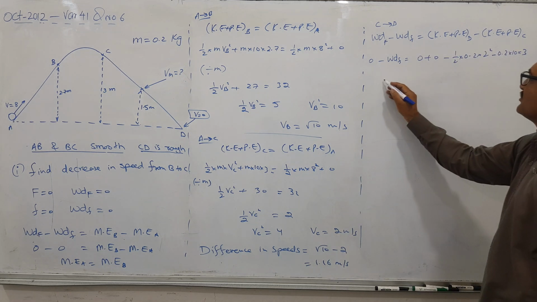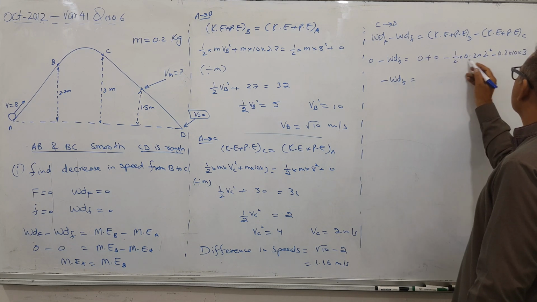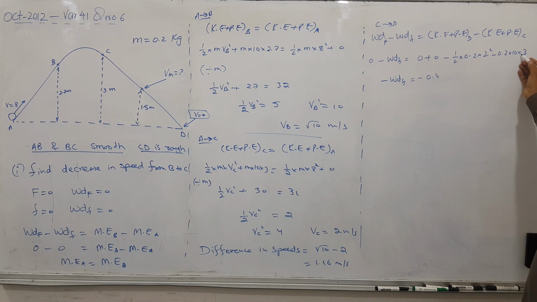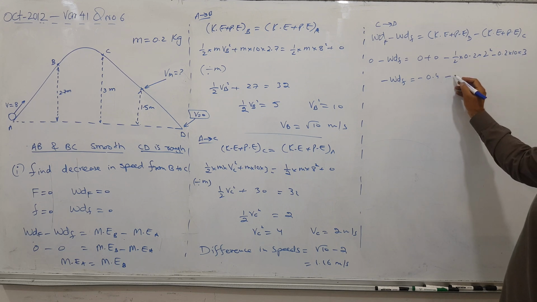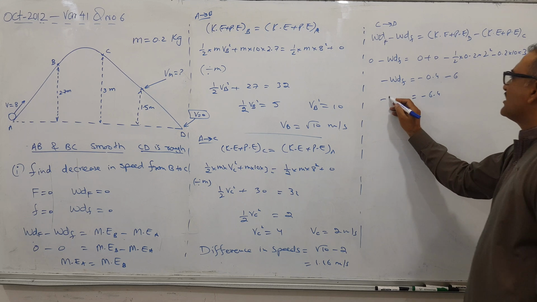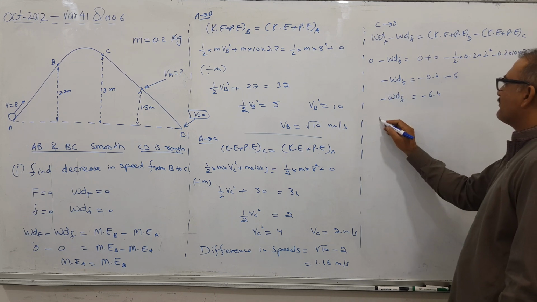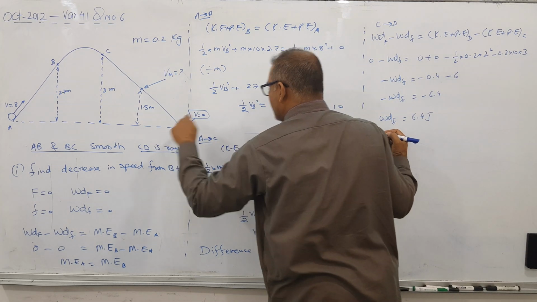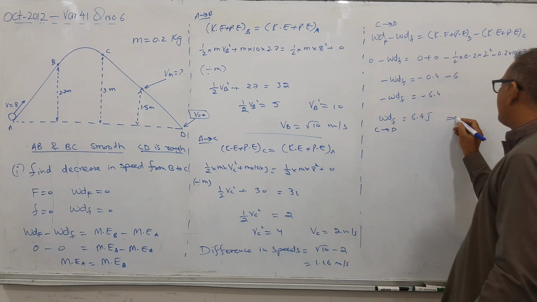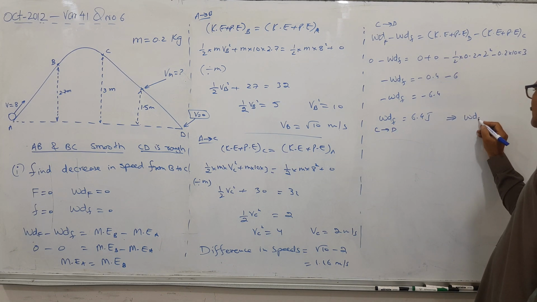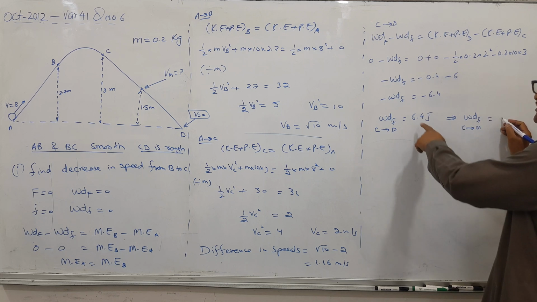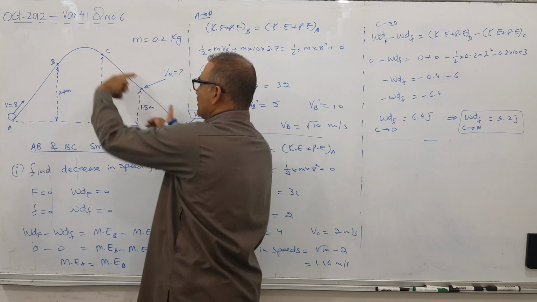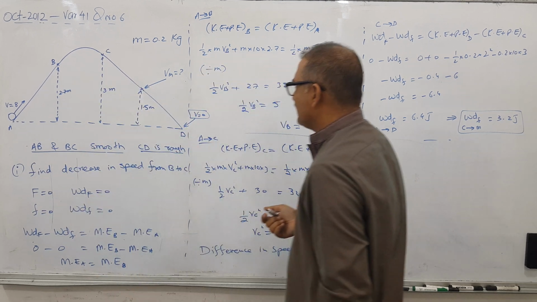So minus work done by frictional force equals 0 minus, half times 0.2 times 2 squared, which is 0.4, and m g h is 0.2 times 10 times 3, which is 6, so minus 6.4. The minus cancels, and the work done by frictional force is 6.4 joules from C to D. But I need the midpoint, so the work done by frictional force from C to M is half, 3.2 joules. Why half? Because the distances are the same and the frictional force is also the same.